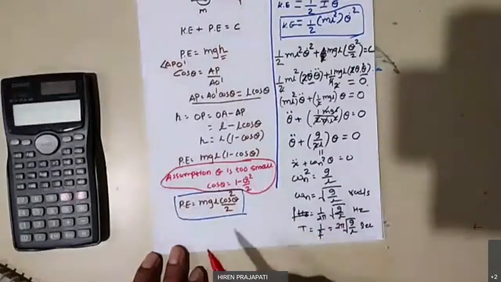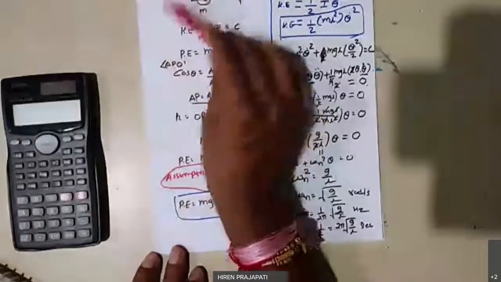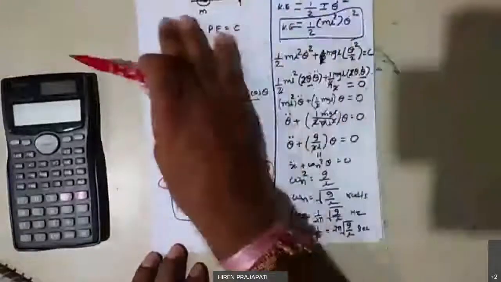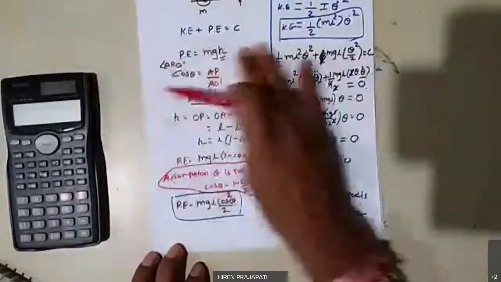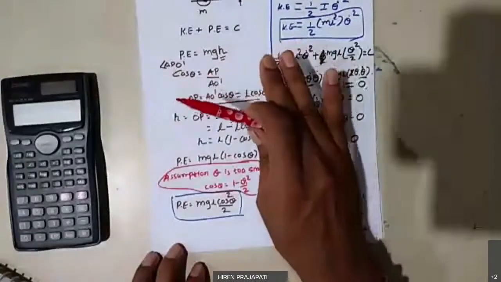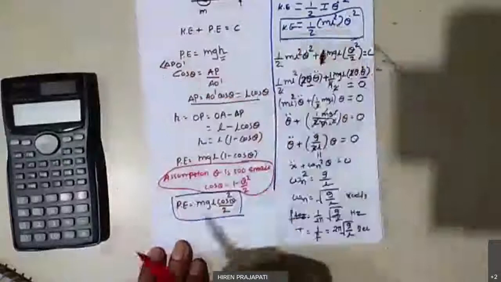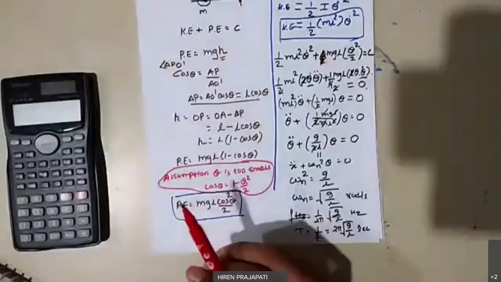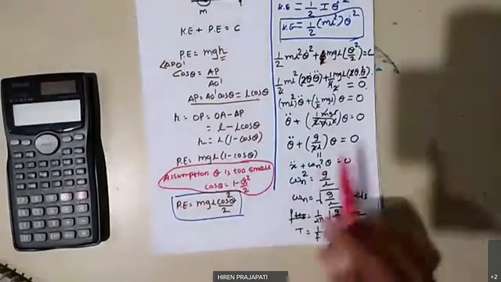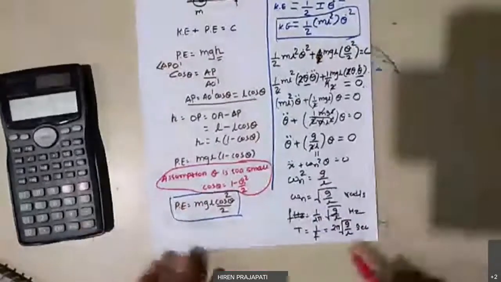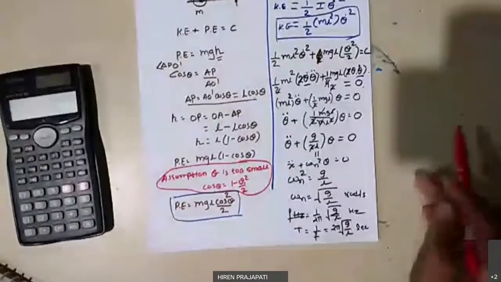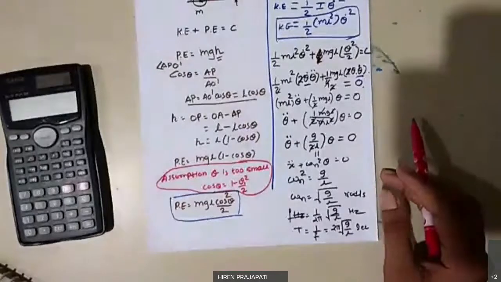So this is one assumption. The second assumption is what? We are assuming this mass is moving in a single plane only. It is not moving in multiple planes. It is moving only in the plane which is shown on this paper, right? So that is again the second assumption. So these are a few assumptions due to which we can simply find out the natural frequency, right?